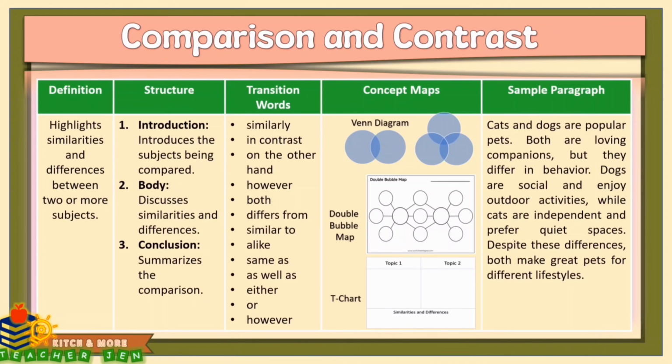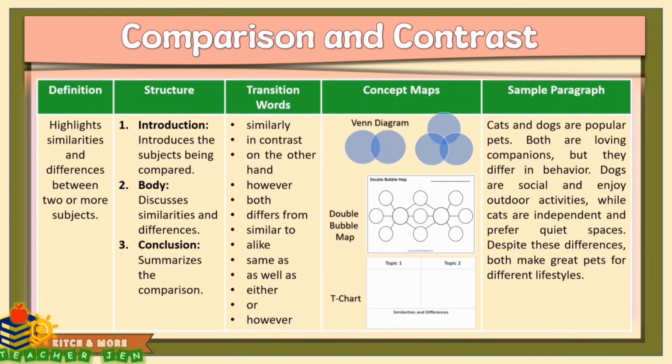Writers use special words to make the comparisons and contrasts clear, such as for similarities: similarly, both, similar to, alike, same as, well as. For differences: in contrast, on the other hand, differs from, either, or, however. So those are the transition words that you can use in writing comparison and contrast expository text.